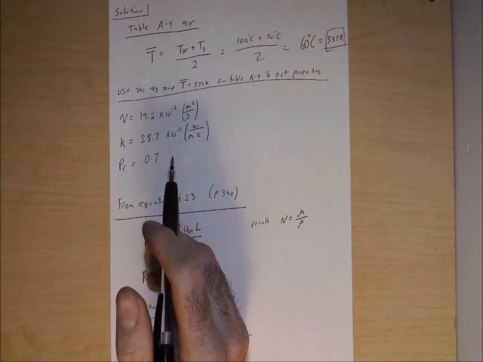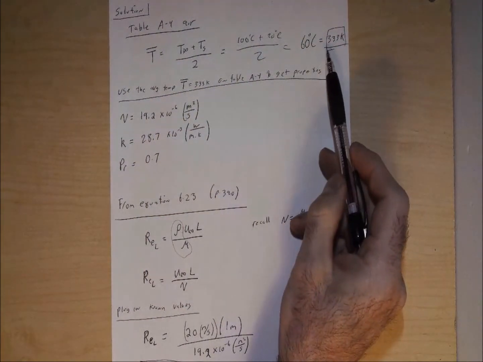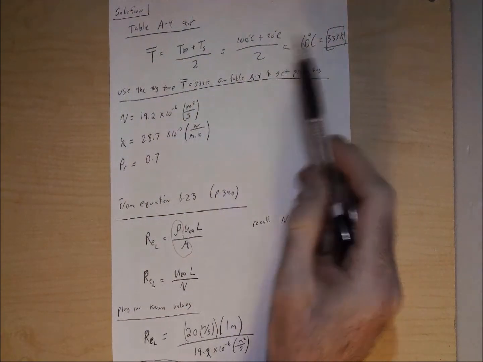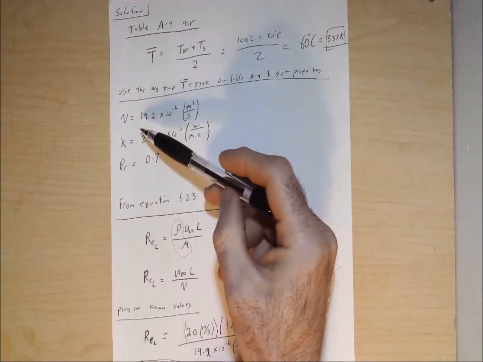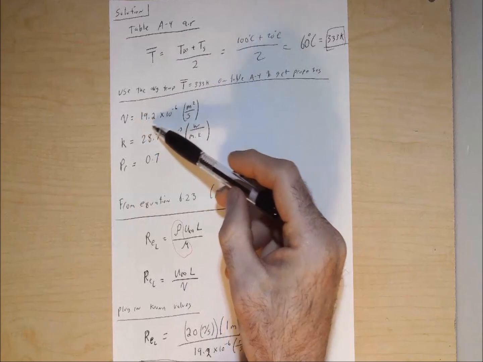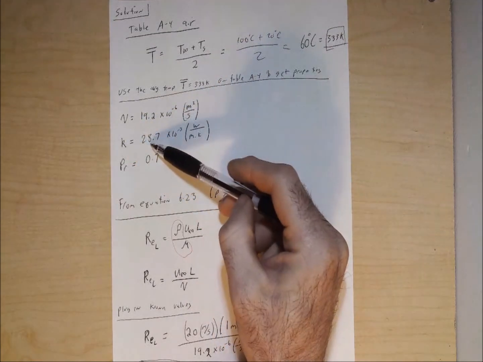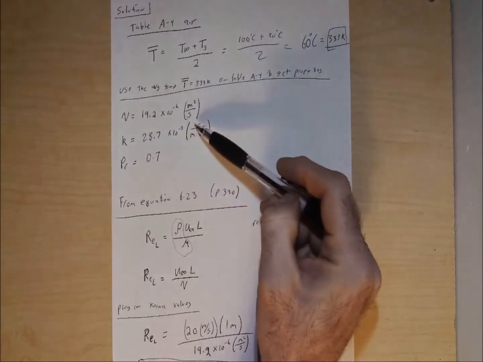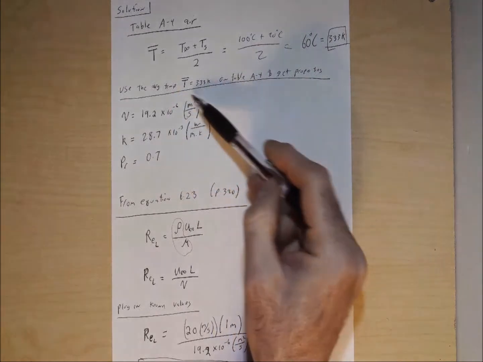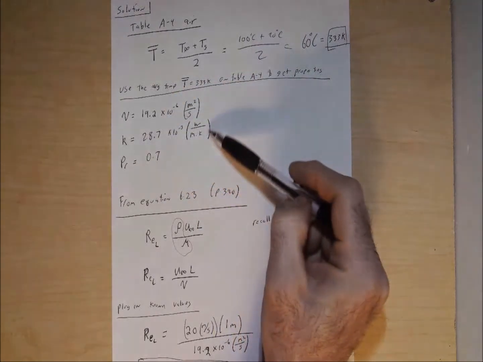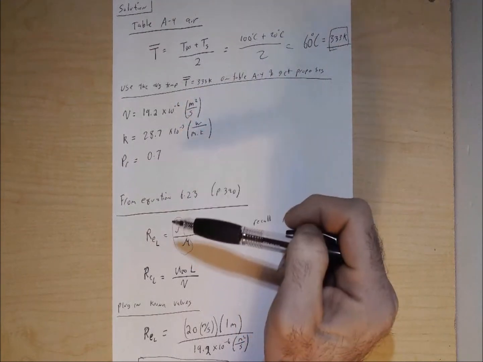Now that we've had a chance to go to table A4 and look at our properties for our average temperature of 333 K, we can pull off our v, our k, and our Pr values. When we do our interpolation, we'll roughly get that v is equal to 19.2 times 10 to the negative 6 meters squared per second. Our k value is equal to 28.7 times 10 to the negative 3rd watts per meter Kelvin, and our Pr is equal to 0.7. Again, we had to pay attention to our units given in this table to make sure we do it correctly.